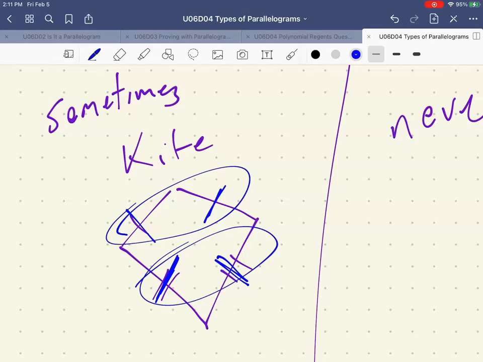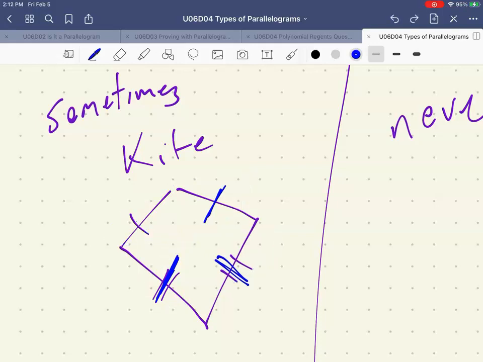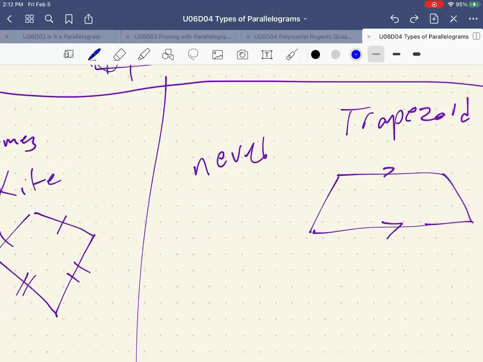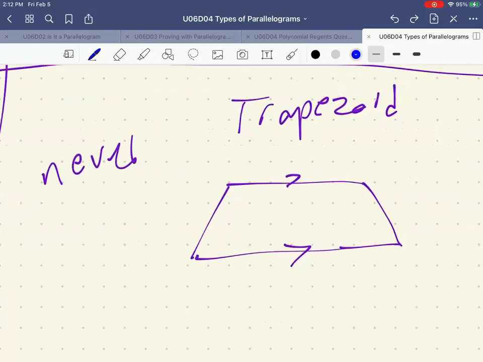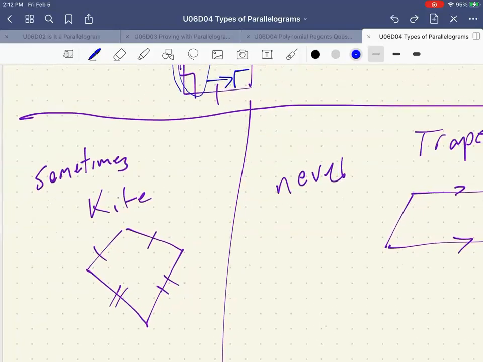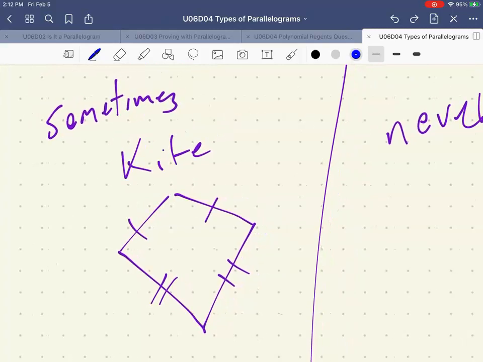And as we said, a rhombus is a parallelogram. So in the scenario in which all 4 sides of your kite are congruent, not only is it a kite, it is also a rhombus, and not only is it a rhombus, it is also a parallelogram. Now, a trapezoid is a different type of shape altogether. It doesn't really have congruent sides. It can have 2 congruent sides, and that would make it called an isosceles trapezoid.